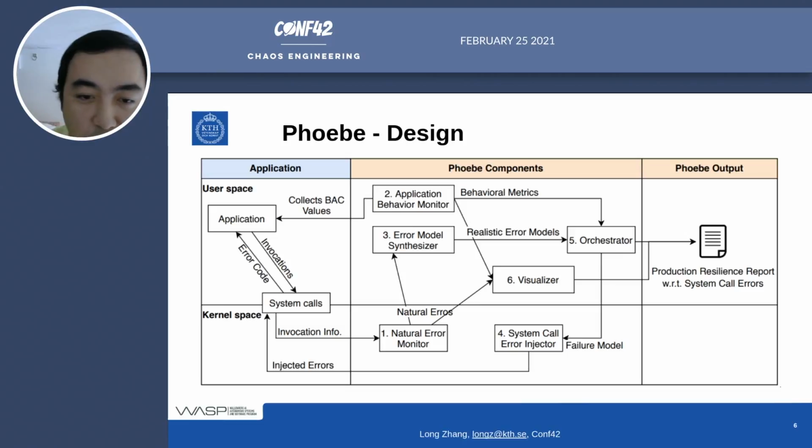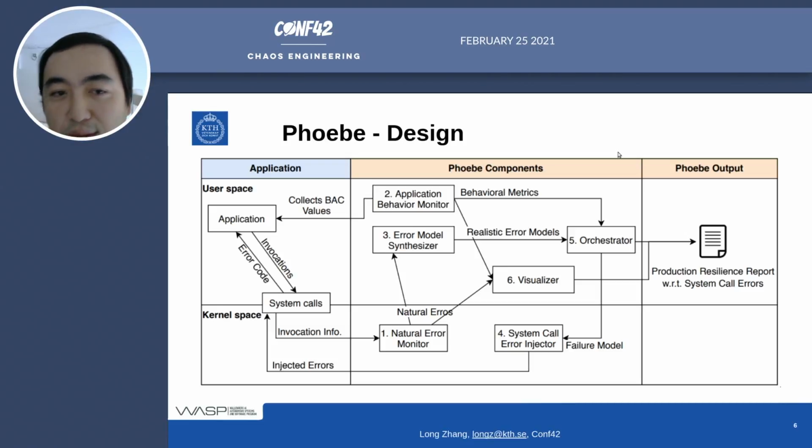So based on this monitored information, the error model synthesizer outputs some realistic error models based on the naturally happening errors. And then Phoebe's orchestrator can conduct some chaos engineering experiments. It uses a system call injector. This injector intercepts some system call invocations, and then it replaces the return code with our predefined error codes. And so we finally get a resilience report about how the application behaves when we actively inject some specific errors at the system call level. And of course, we can visualize the results using a visualizer, just like I showed you before, a Grafana dashboard, which provides you some information about system call invocations and error rates.